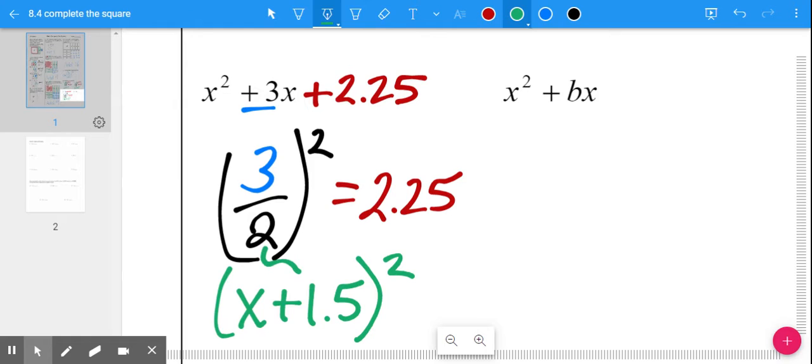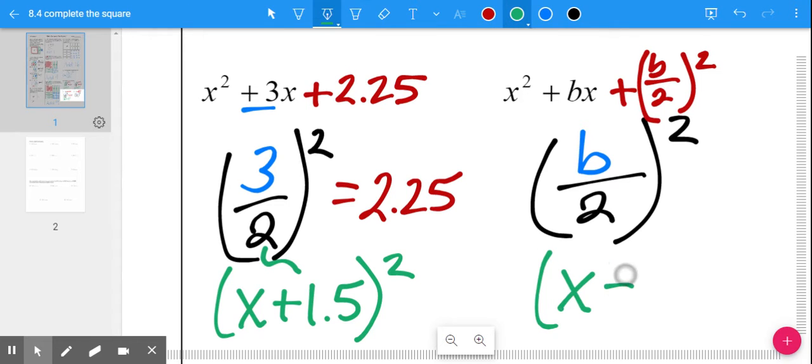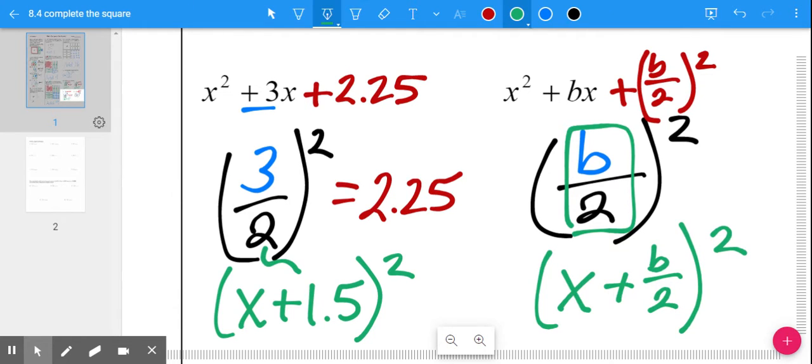So last but not least, this one on the end. Your b value is b divided by 2 squared gives you your c value. So we're going to say plus b divided by 2 squared. So in our parentheses, we want x plus, remember it's just whatever's inside here, b over 2 squared.